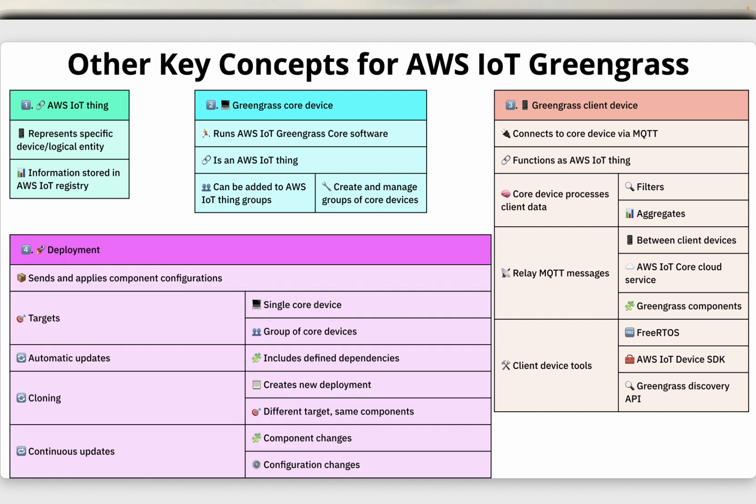Then we have something called deployment. Deployment in Greengrass involves sending and applying component configurations to target devices, whether a single core device or a group. Updates are automatically applied, including defined dependencies. Cloning a deployment creates a new one with the same components for a different target. Updates to components or configurations are continuously sent to all targets.